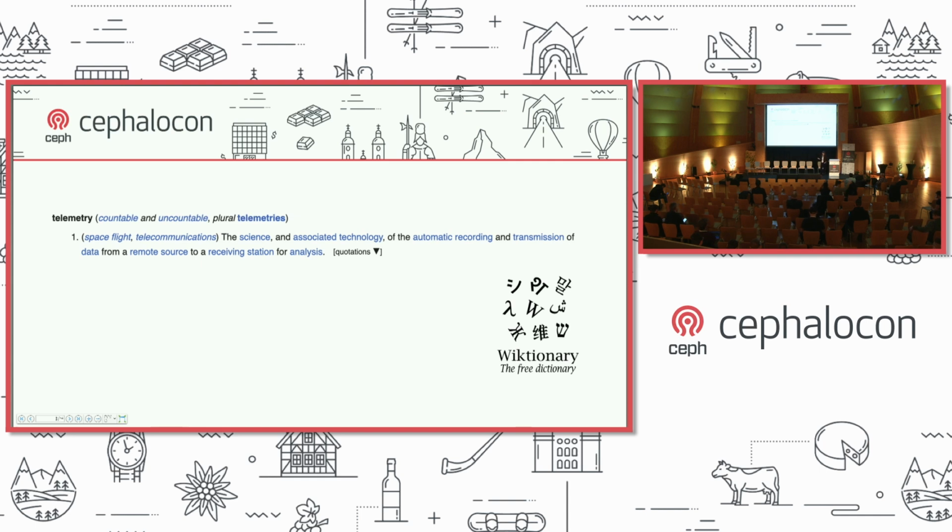So the free dictionary gives us the definition for telemetry. It quotes spaceflight, I like that, but it started earlier than that. And it defines it as the science and associated technology of the automatic recording and transmission of data from a remote source to a receiving station for analysis. And this is exactly what we're doing with Ceph clusters in the wild.